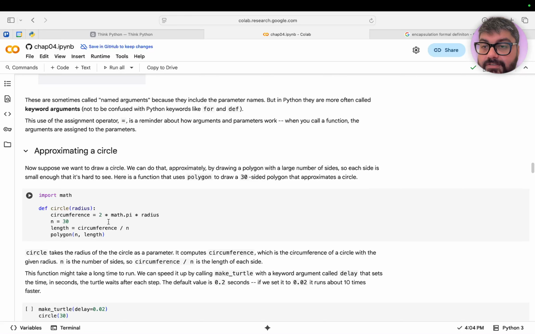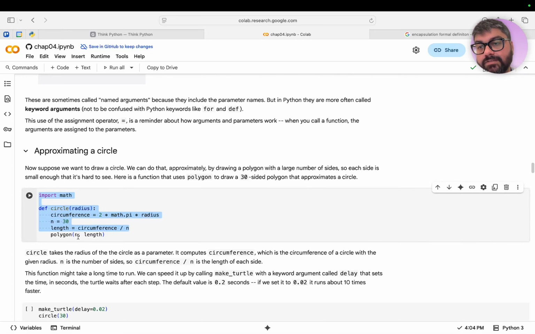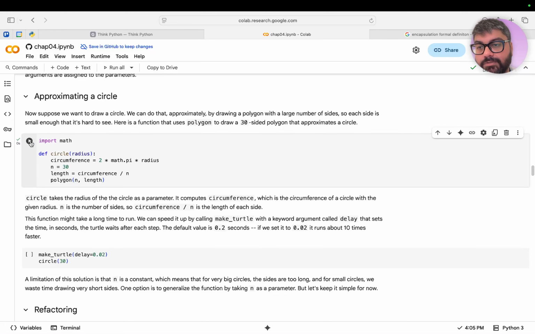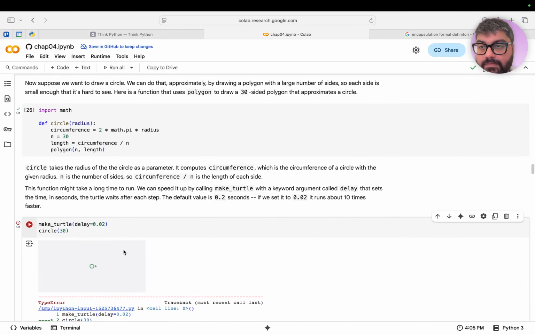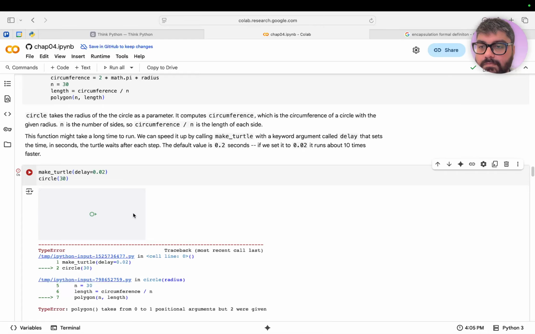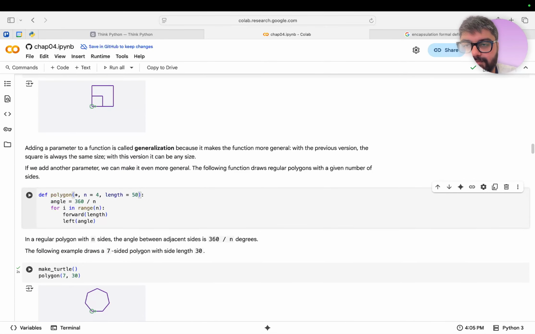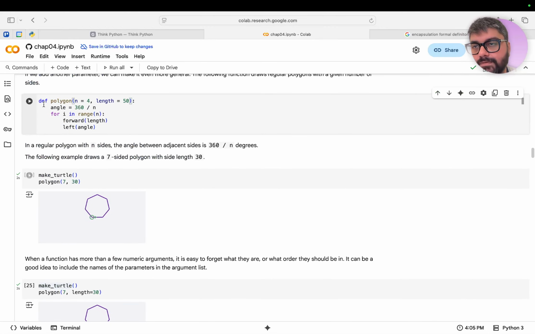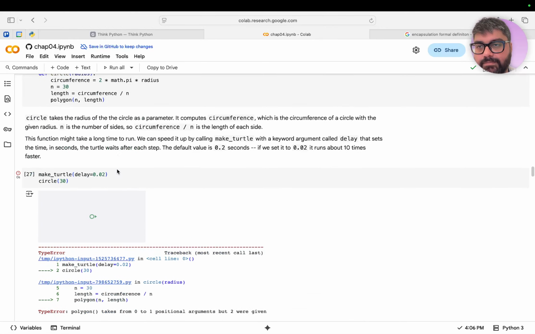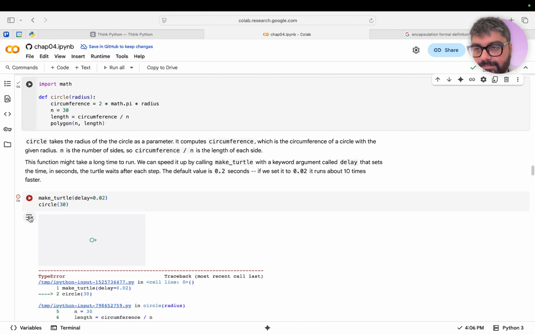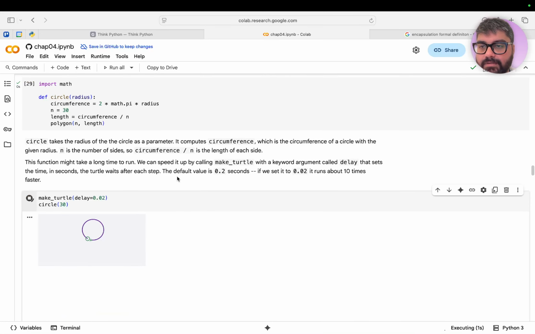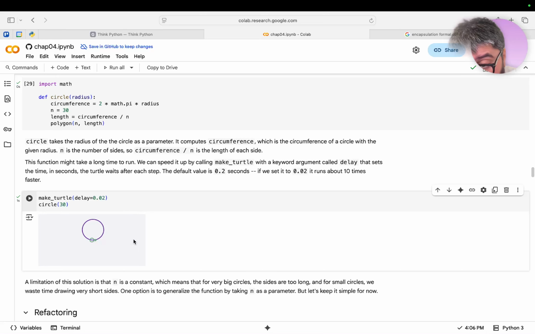So circumference equals 2 times math pi times radius, which, yes, 2 pi r is how you get a circumference. And then you say 30-sided thing, length, circumference, polygon, and length. I'm going to run this, and I'm going to run this. What's the issue? Oh, I'm going to revert polygon back to its original state because it is being used here and they're losing their mind, which makes sense. Oh, that's actually a very nice circle.